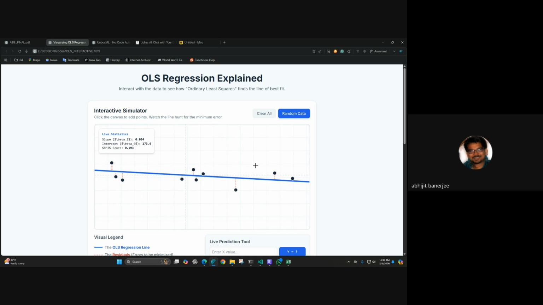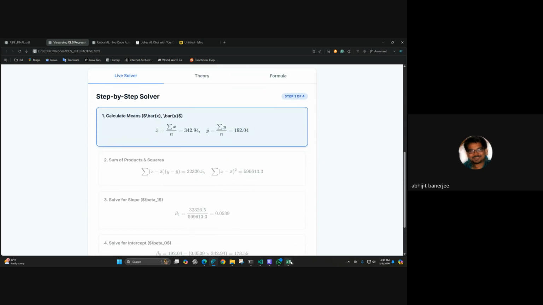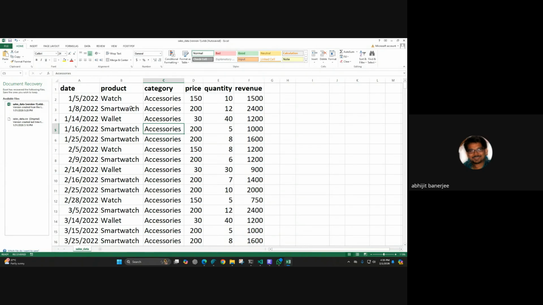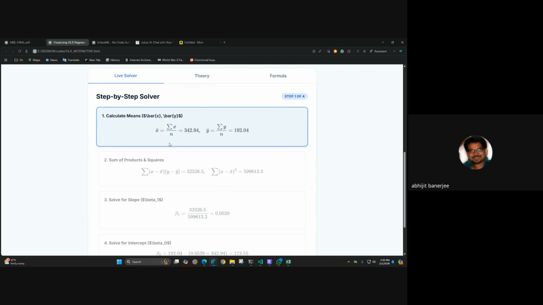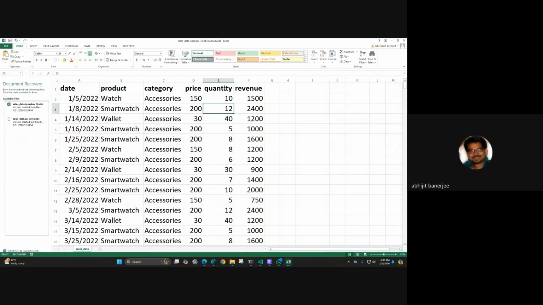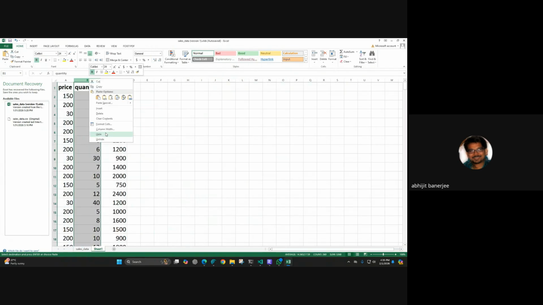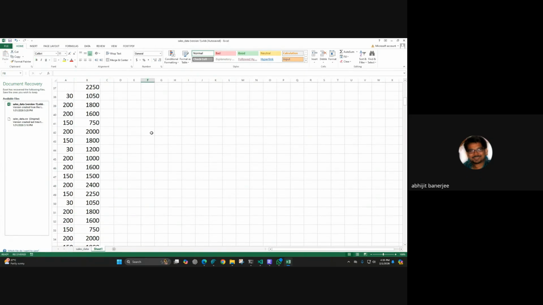Now we need to know the maths of it. Maths is very simple. First and foremost, if this is our data, we have price, quantity, and revenue in a series. What this says is take the X mean, take the Y mean. For our purpose, we are going to predict the revenue based on the price. So I'll take only the price and the revenue and put them into a new sheet. I do not need the quantity, so I'll leave it. And we have this particular series: one is for the price, one is for the revenue.